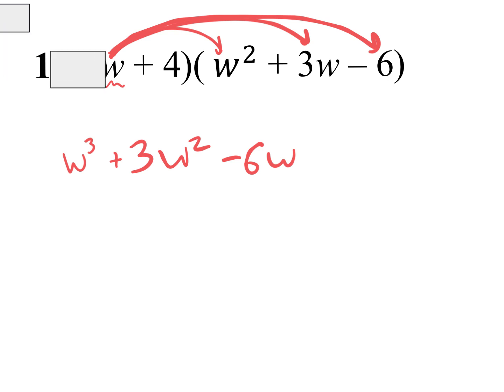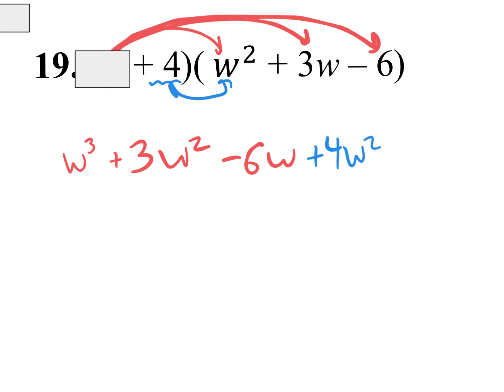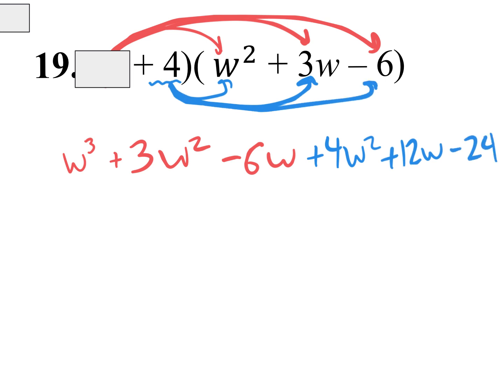a little bit and just distribute now the 4, right? So positive 4 times W squared is positive 4W squared. Positive 4 times 3W, 4 times 3 is 12 with that W. And 4 times -6 is -24. Are you with me? So now we have not 4 terms, we have 1, 2, 3, 4, 5, 6 terms.